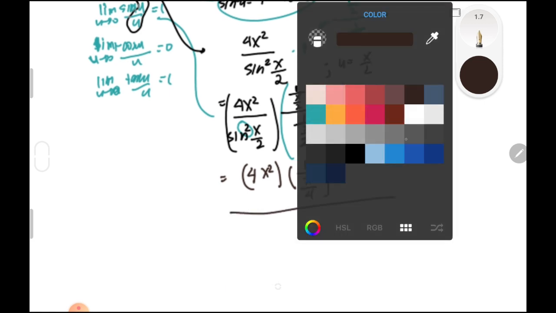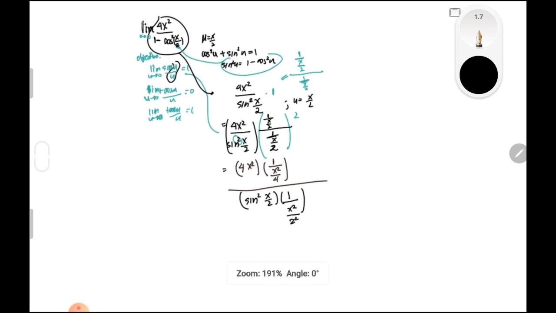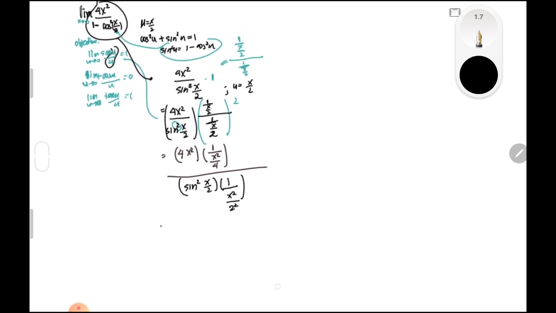Divided by sine squared multiplied by x over 2 multiplied by 1 all over x squared over 2 squared, right? So now by further evaluation of this limit, you will have a value equal to, so tataas to magiging 16, cancelling out your x squared because x squared divided by x squared is equal to 1. So divided by sine x over 2 divided by x over 2 multiplied by sine x over 2 divided by x over 2.